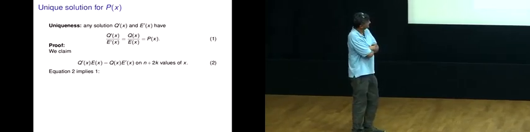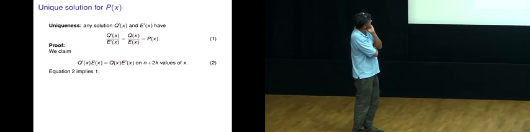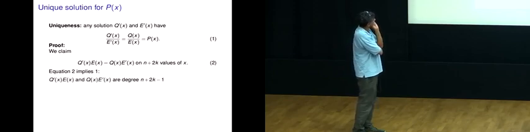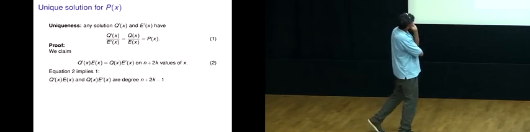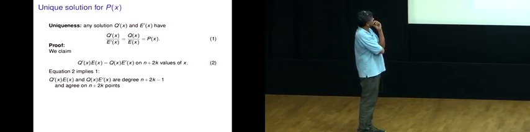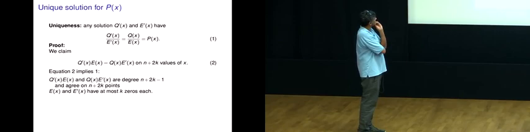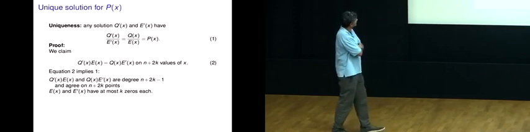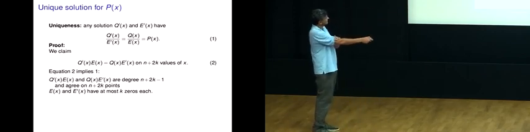Okay, but I'm going to use the fact that equation 2 implies equation 1. So, q prime of x times e of x and q of x and e prime of x are degree n plus 2k minus 1, right? Q of x was degree n plus k minus 1. E of x was degree k. So you add n plus k minus 1 plus k, which is n plus 2k minus 1. Now, if they agree on n plus 2k points, we know they agree on n plus 2k points because that's what we're assuming, this claim.